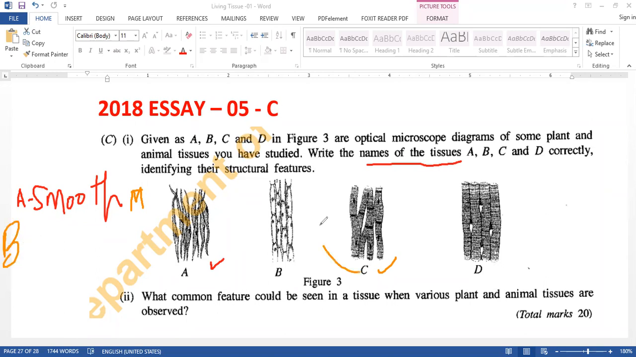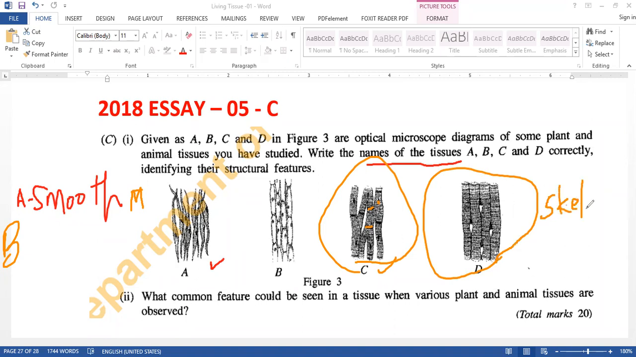The second one, the C1, is a cardiac muscle tissue. So it is a branch tissue. And it is also single nucleated cell, and the intercalated disc is also present here. And here this would be what? It could be something like skeletal muscle tissue. So these are the things.